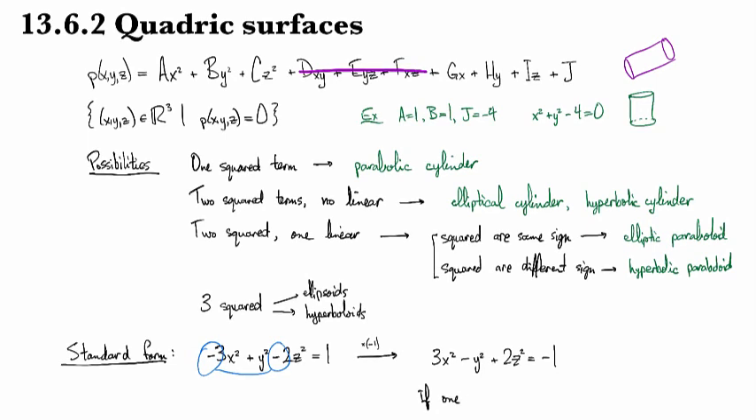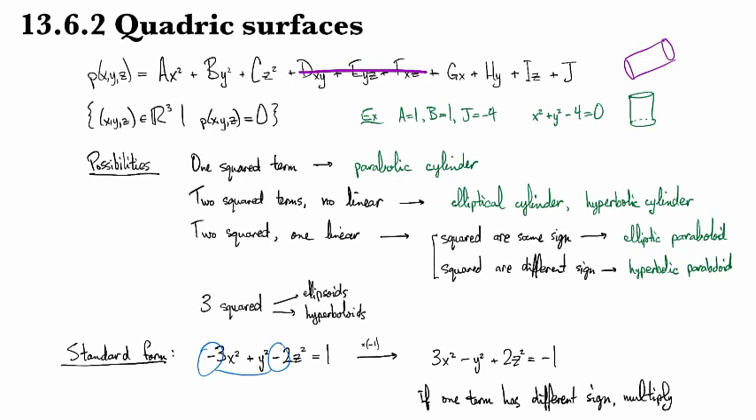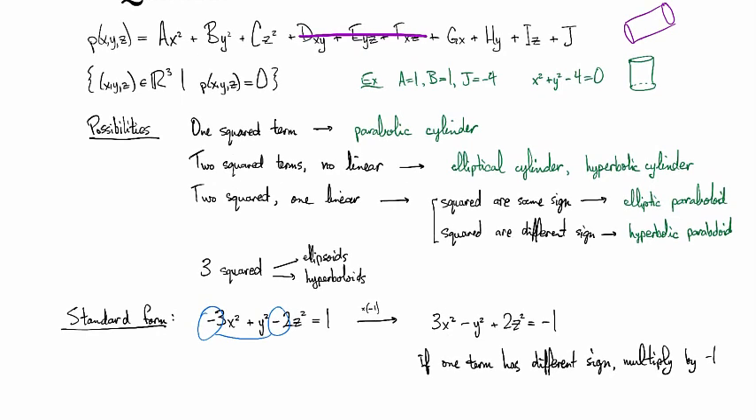If one term has a different sign, multiply by minus 1 to make it negative. And that will help us classify them. Okay, so I just gave you all these crazy terms, paraboloids and hyperboloids and ellipsoids and whatever. Now let's go explore those and find out what those are in the next clip.